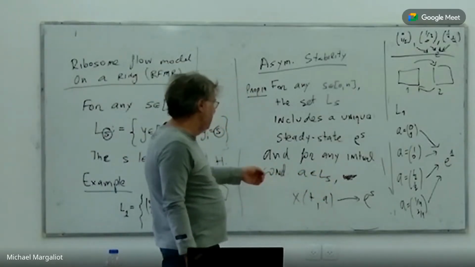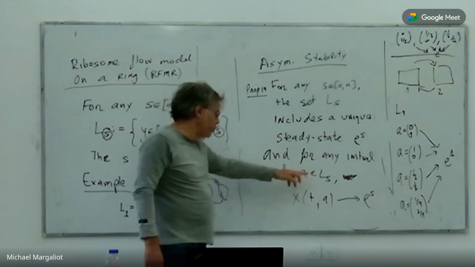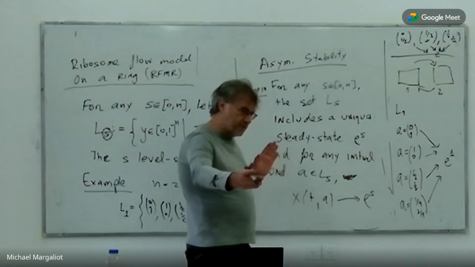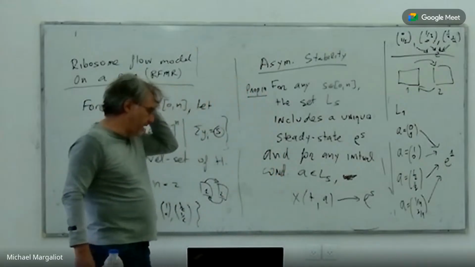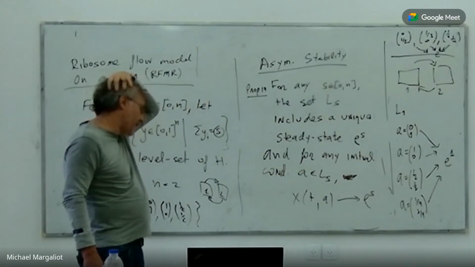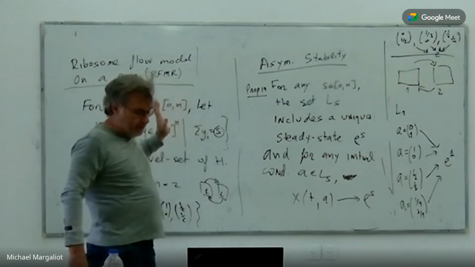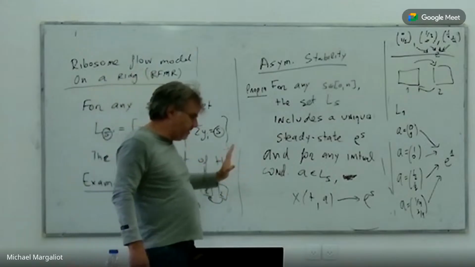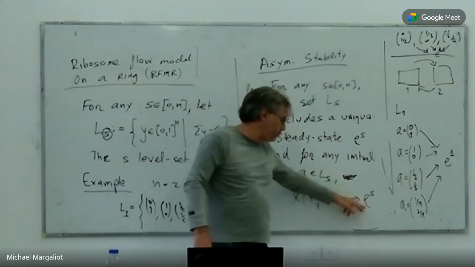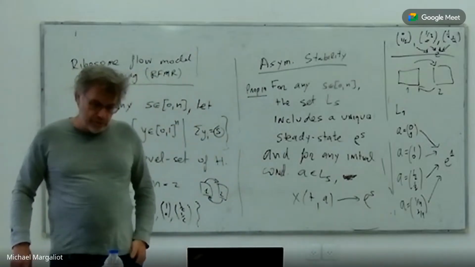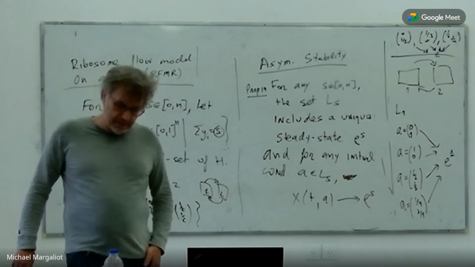In particular, why? Take some initial condition, it belongs to some LS. Any initial condition that you give me, you just sum up the total density in A, you get the sum S, and then you belong to some LS. And from this configuration and from any other configuration in LS, you will converge to this unique equilibrium in LS, which we denoted by ES.